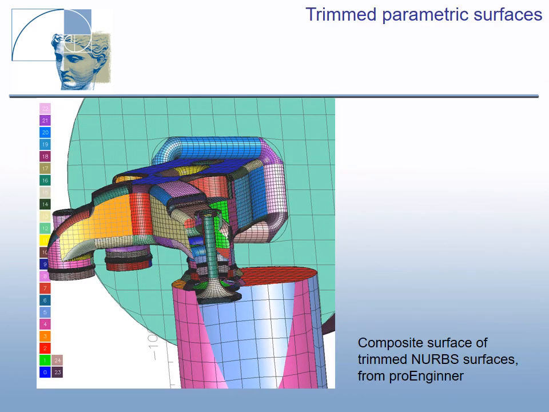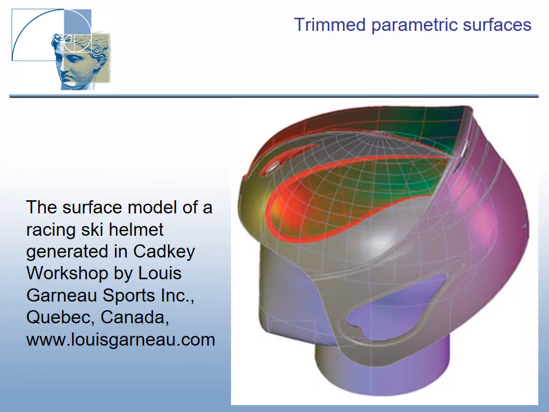This is an illustration from a modern solid modeling system, showing many trimmed parametric surfaces with different colors combined into a boundary of some solid. This is consumer product design, a ski helmet. The model is also a boundary glued together with many trimmed surfaces.